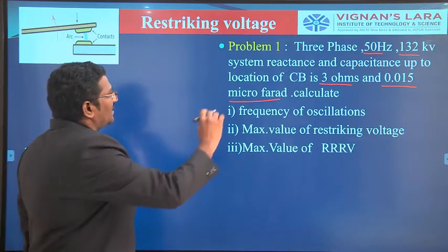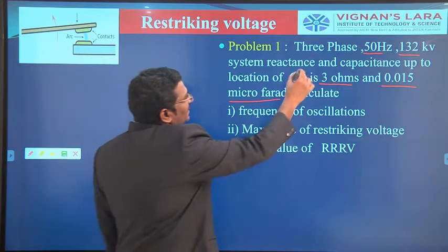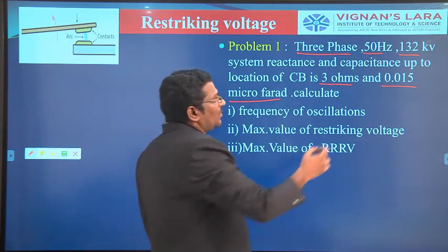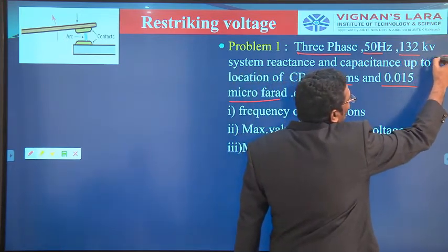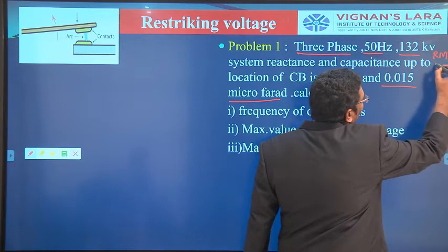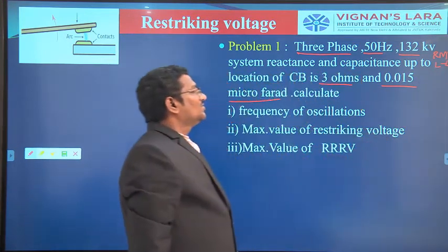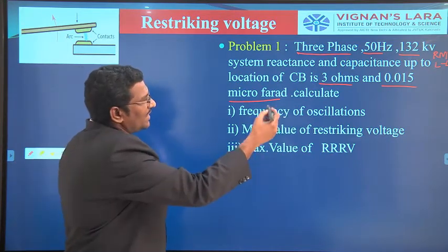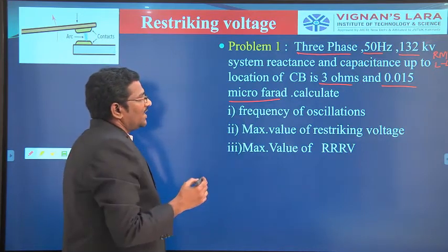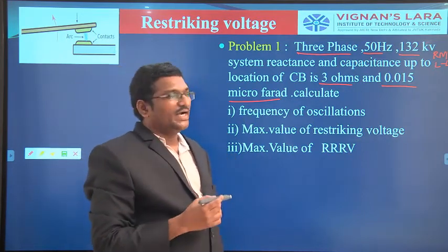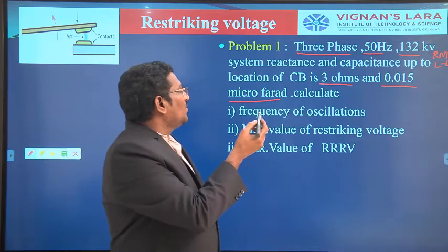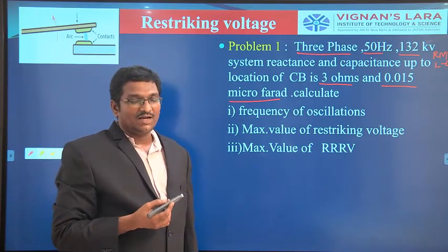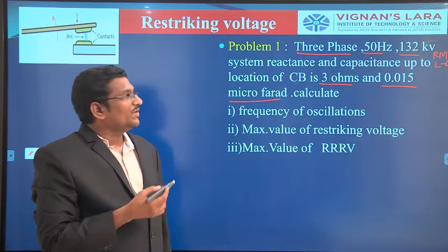So the first item is the given data. Here the three phases are given, but in the derivation you considered the single phase. In the three-phase system, the given voltage is always the RMS value, that is the line to line voltage. So we need the phase voltage, which you can calculate as 132 divided by root 3. From that we are going to calculate the maximum value. In circuit breakers we need the maximum or peak value, so root 2 is multiplied, then you are going to get the voltage.